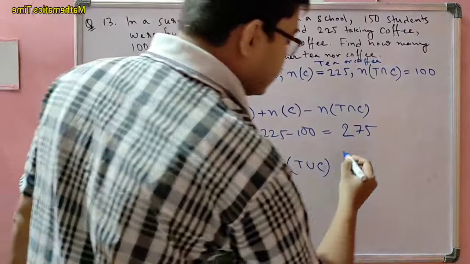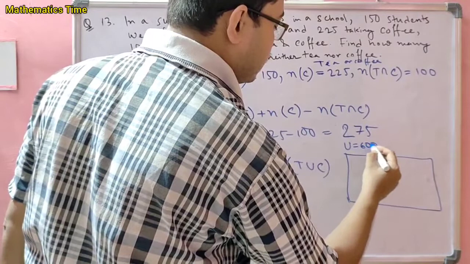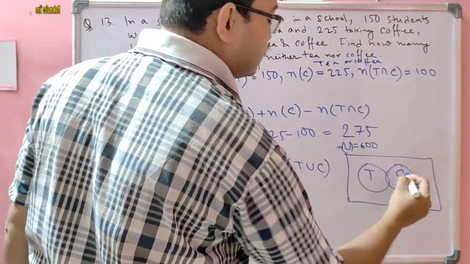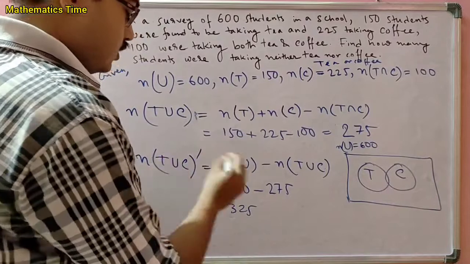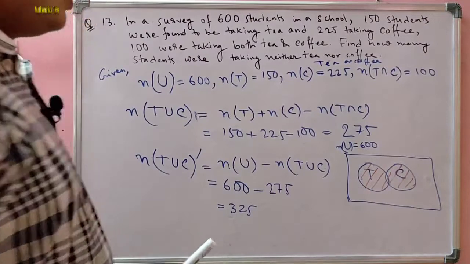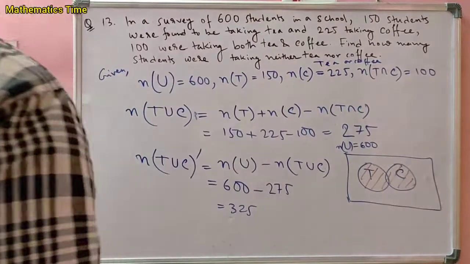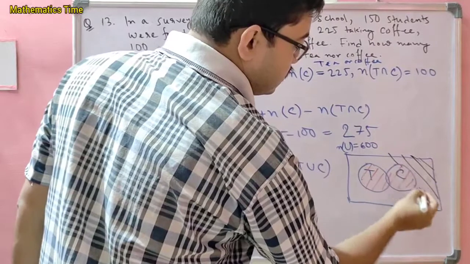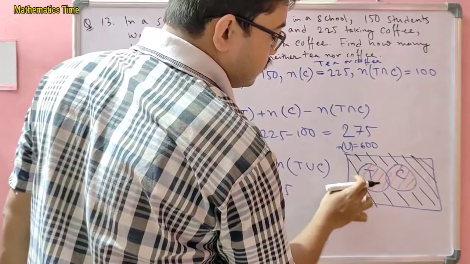So let us make the graphical example. This is the universal set, it contains 600. Here suppose this is set T, and this is set C. T union C is this, the set containing the intersection and both the sets. If we denote the complement, the complement set is this. Sorry, this will be not inside.